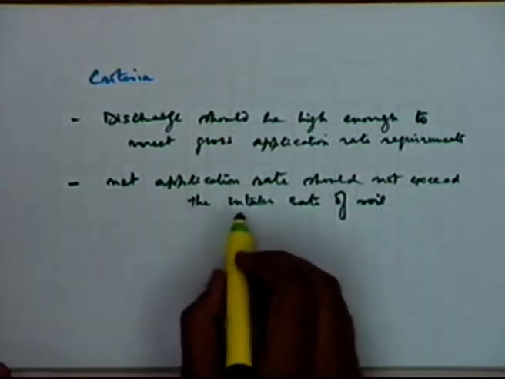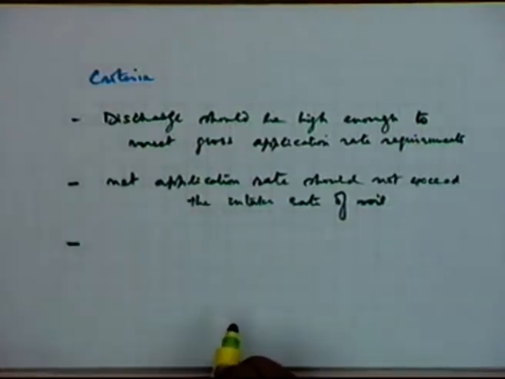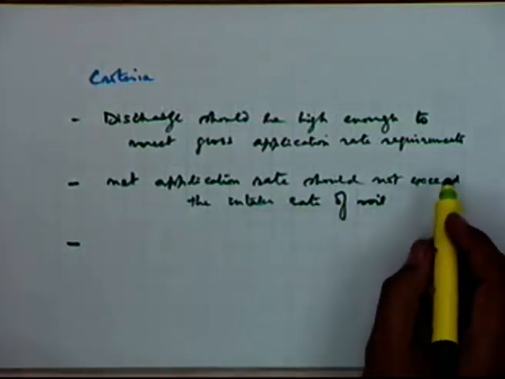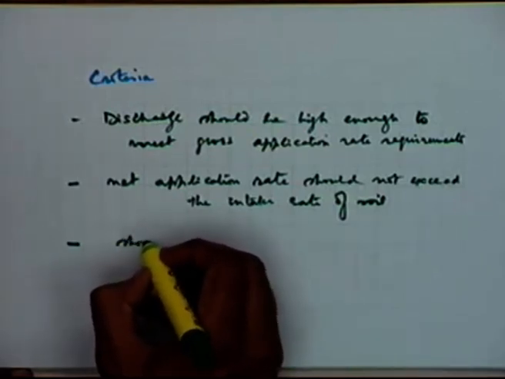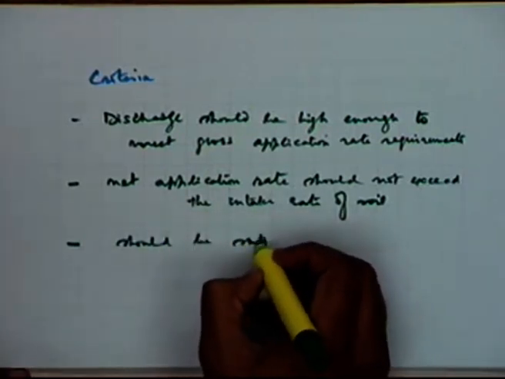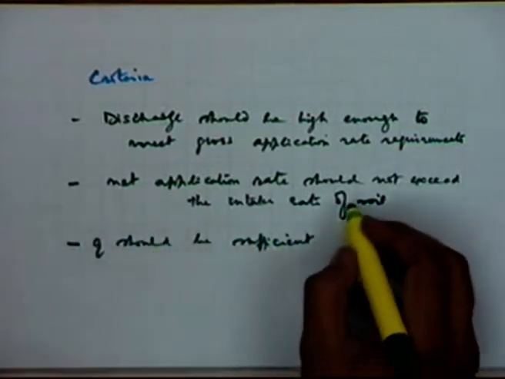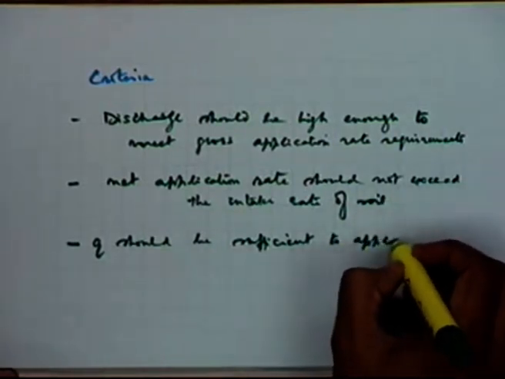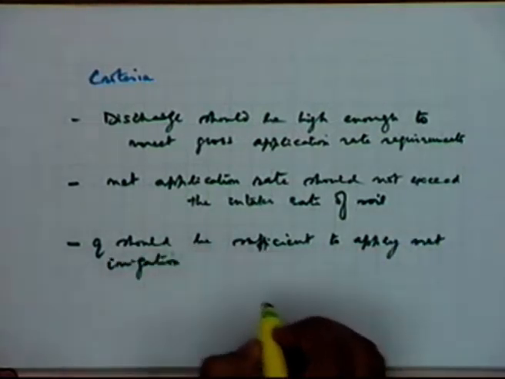Similarly, the selection of the nozzle in terms of the rate of application or the discharge, which is the prevailing discharge, let me say Q, should be sufficient to apply the net irrigation.